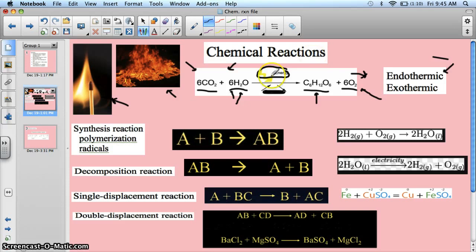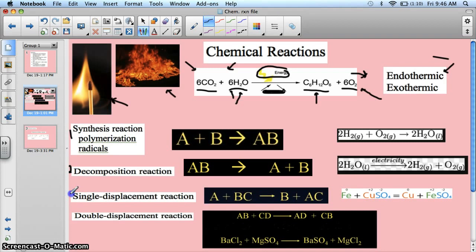Now let's list some kinds of reactions. In fact, I have 4 kinds of reactions here: 1, 2, 3, 4. Wow, that's a pitiful little 3 right there. But I'll try to lengthen that out. 4 kinds of reactions over here.